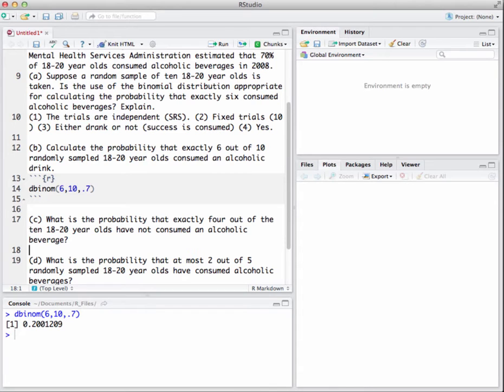So what is the probability that exactly 4 out of the 10 have not consumed an alcoholic beverage? So we've got to think about that. So they're asking us for the 4 out of the 10. Exactly 4 out of the 10 have not consumed alcoholic beverages. Well, that's an interesting question. So let's go back and draw ourselves a number line and see if we can actually make that make sense.